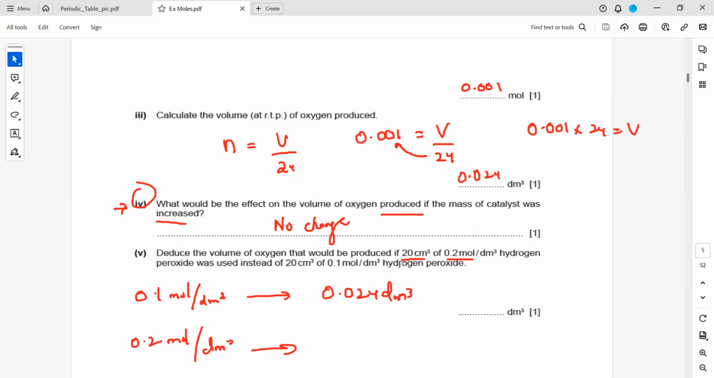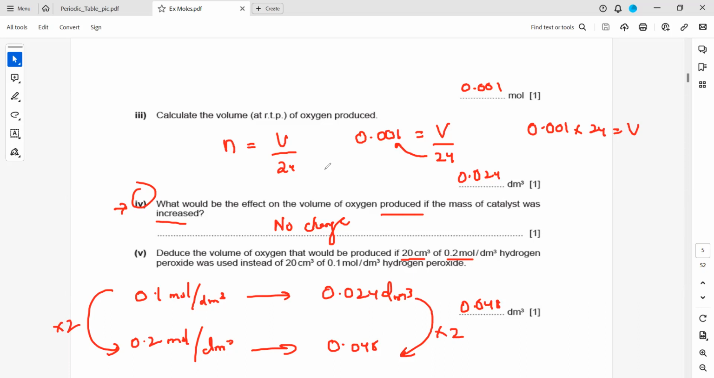So if 0.1 mole per dm cube was giving 0.024 dm cube, and I double the concentration, double the amount, what will happen to the volume of the gas? The volume of the gas, or the volume of a product, will also be doubled. So 0.024 multiplied by 2 will be 0.048. So if I use more reactant, I will get more product.